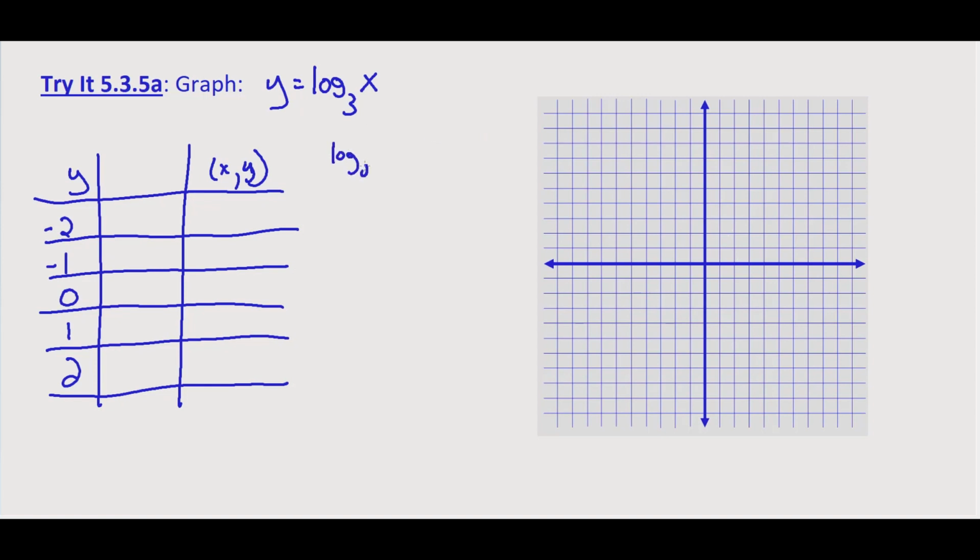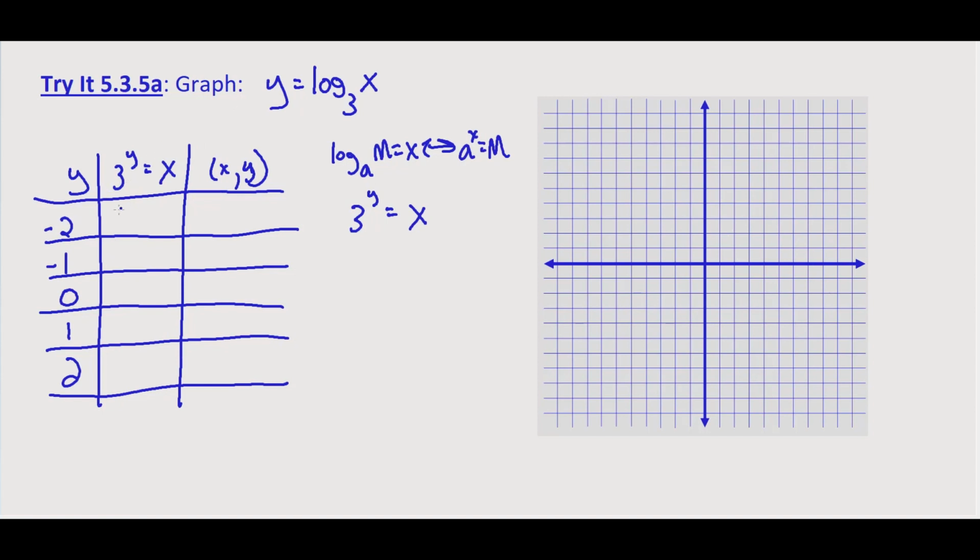Log base a of m equals x if and only if a to the x equals m. So that means that log base 3 of x equals y if and only if 3 to the y equals x. So now we can just substitute our y value and solve for our x value. I'm going to put this as our middle column: 3 to the y equals x. So when we find 3 to the y, because we have our y value, then we find the x value.